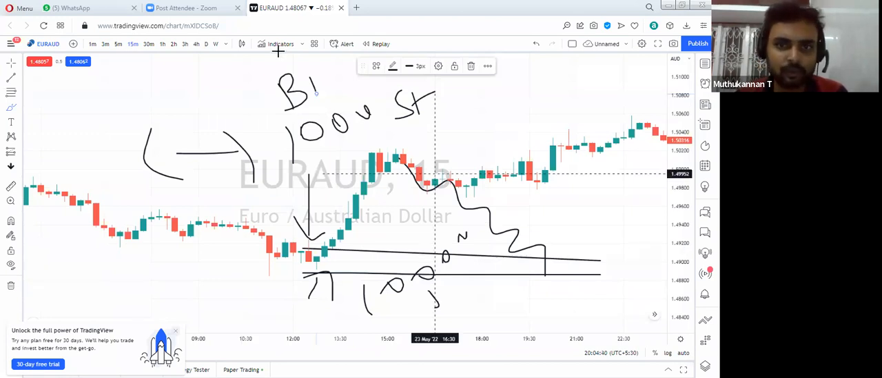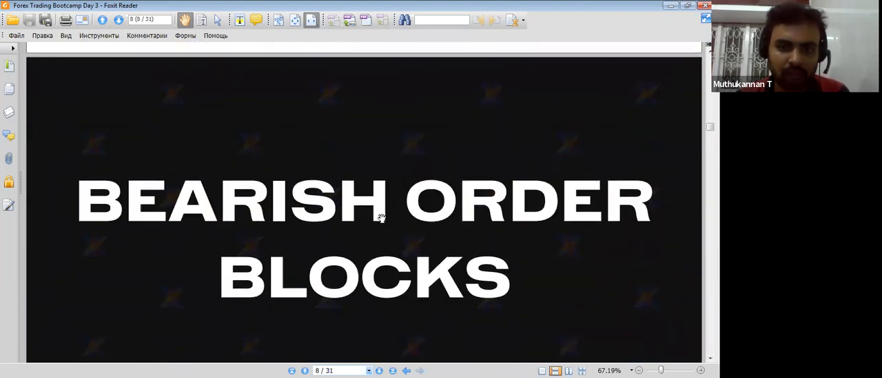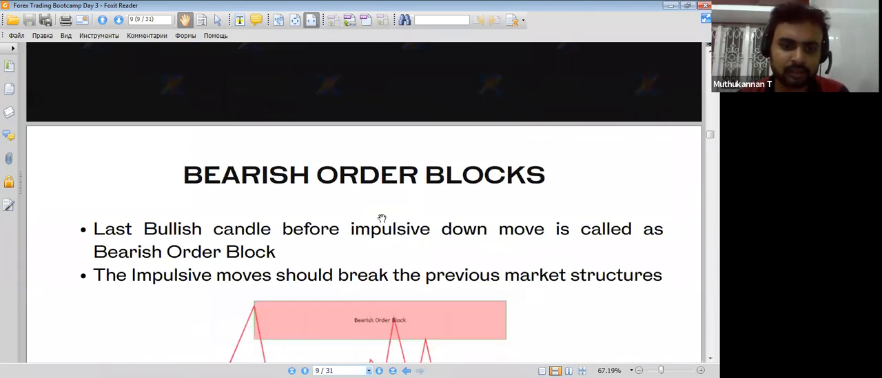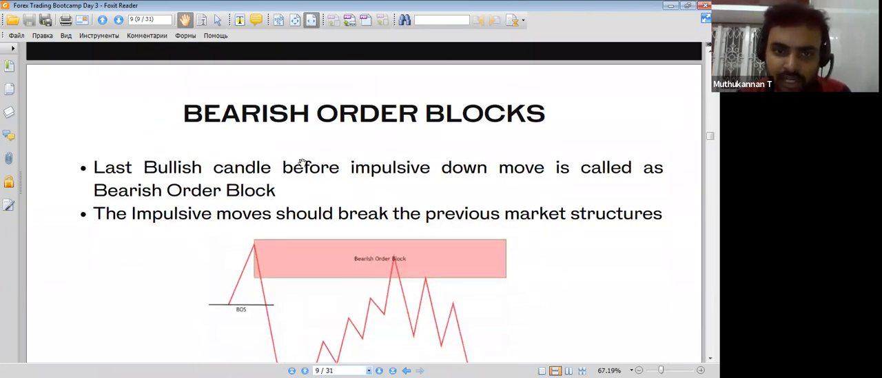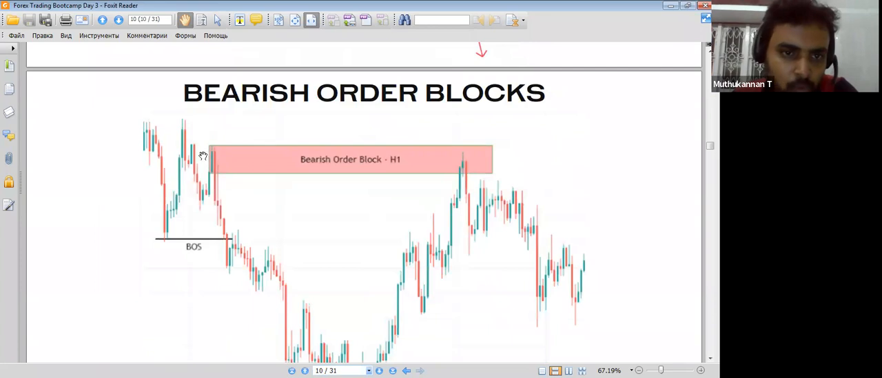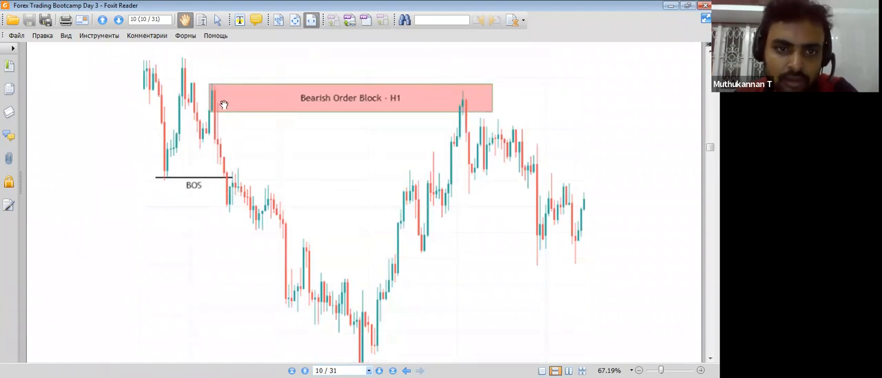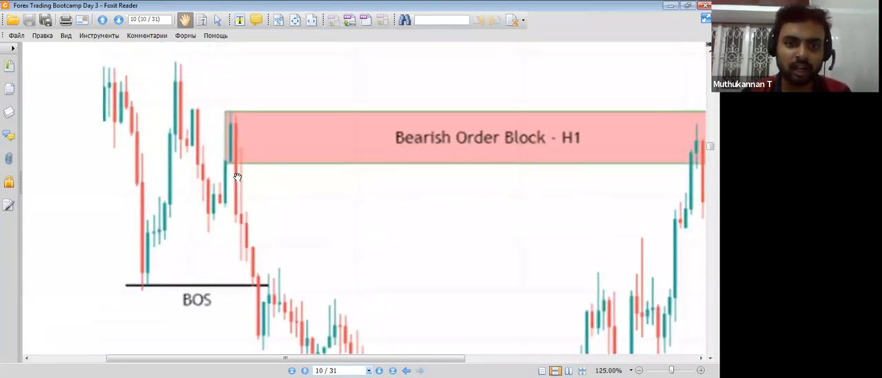Now let's see a few more order blocks. Let's complete that first, then I'll come back to that point once again. Okay, this is the bullish order block. You need to mark the last bearish candle before the up movement. Okay, what is a bearish order block? Similar, the same thing in opposite. The last bullish candle before the impulsive down movement is called a bearish order block. Now you can see here, this is my last bullish candle before the strong down movement. This is a perfect bearish order block. Right? So after that, what happened? Price came down. Now you can see here the last bullish candle, how big this candle is.